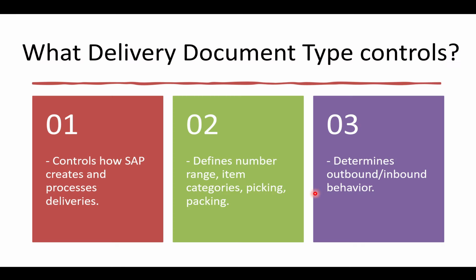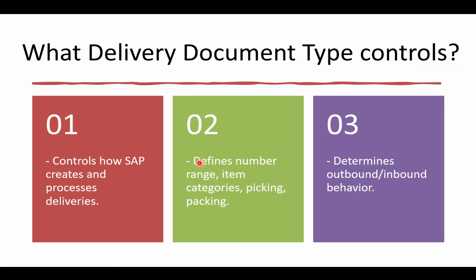And coming to our video, first, what does the delivery document type control? It controls how SAP creates and processes deliveries, which means whether the delivery will be created based on the sales order, or based on the purchase order, or also it can be created by the project system. So these controls will be there in the delivery document type. And whether the preceding document is required or not to create the delivery, that also will be controlled by the delivery document type.